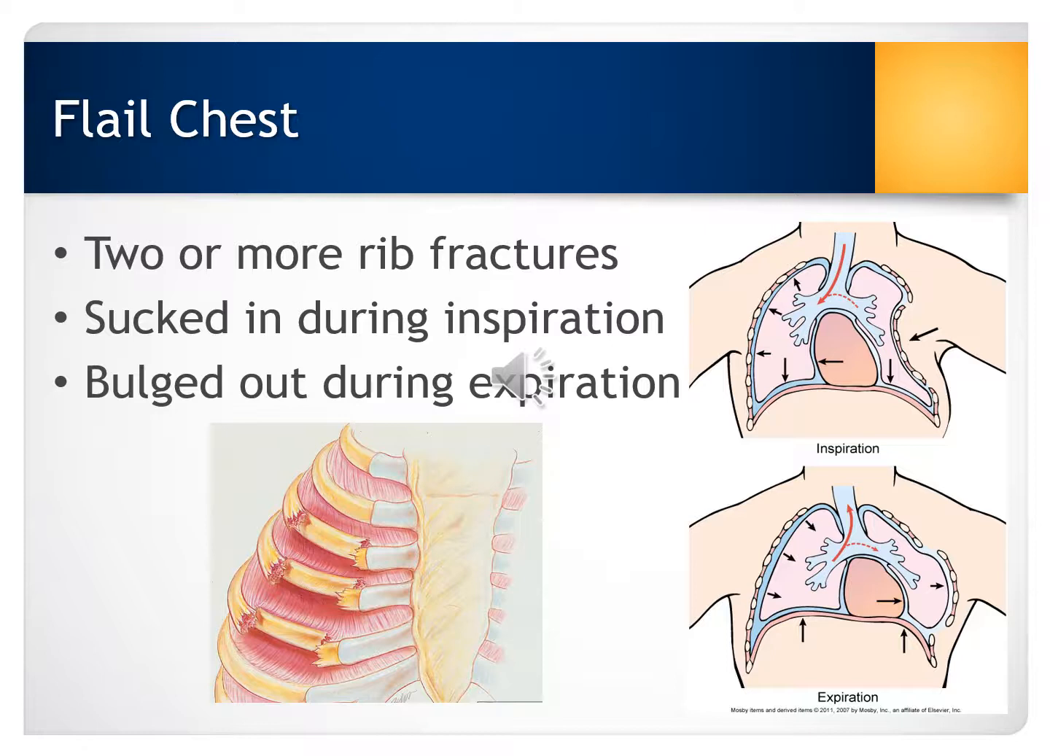A flail chest results from the fracture of 2 or more ribs in 2 or more separate locations, causing an unstable segment of the chest wall. During inspiration, the affected portion is sucked in, and during expiration, it bulges out. So this periodic movement prevents adequate ventilation of the lung in the injured area, increasing the work of breathing, which eventually results in hypoxemia.